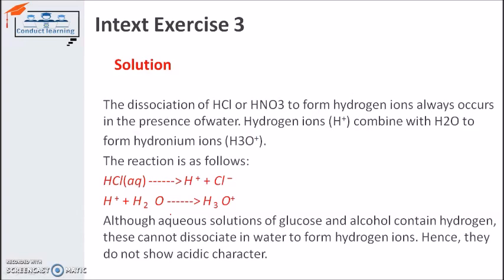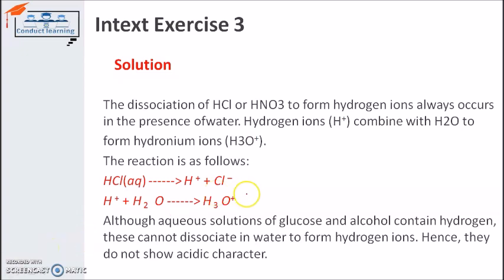You can simply look at the solution. The dissociation of HCl or HNO3 to form hydrogen ion always occurs in the presence of water, that is, in aqueous solution. Hydrogen ion H+ combines with H2O, that is water. When the H+ ion from HCl combines with H2O, it forms hydronium ion.